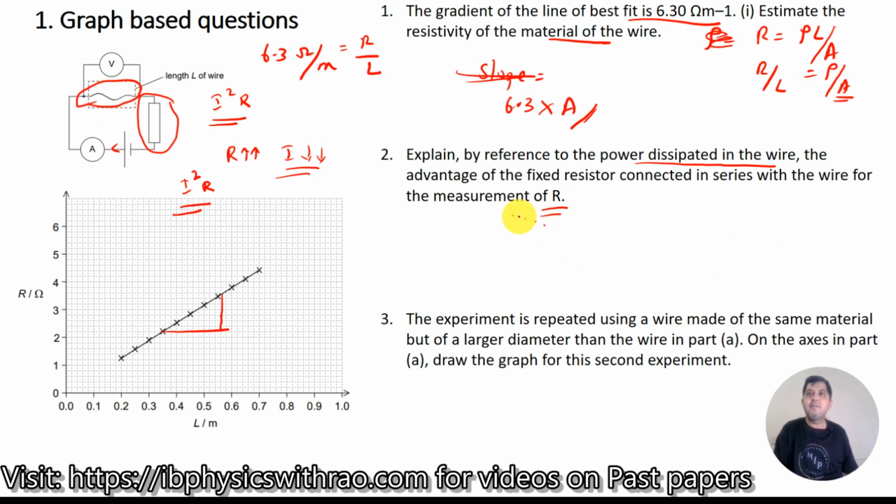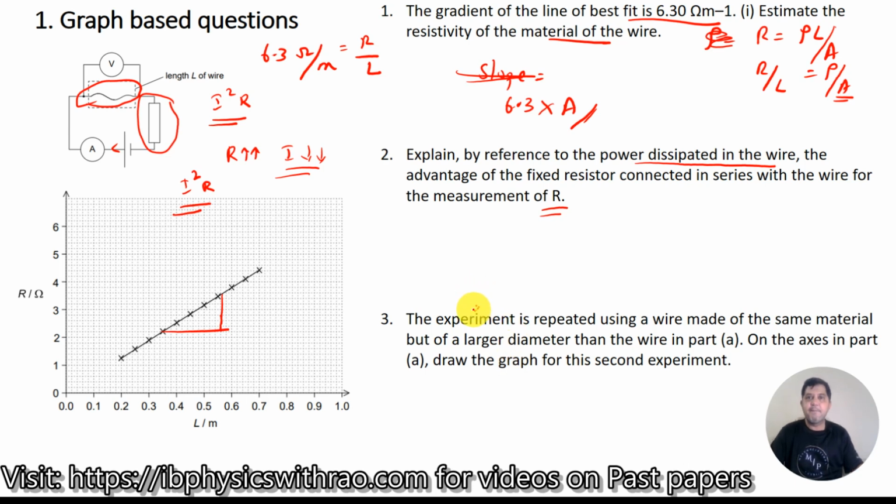In a wire for the measurement of power. By understanding the amount of power dissipated over here, I can easily find out the power dissipation. I can find out the value of R over here. The advantage of the fixed resistor connected in series with the wire is for the measurement of R.